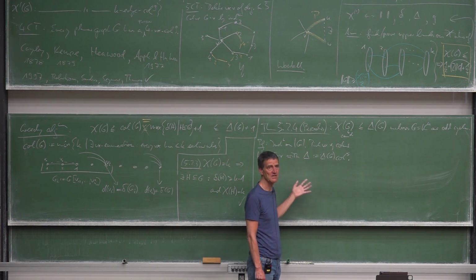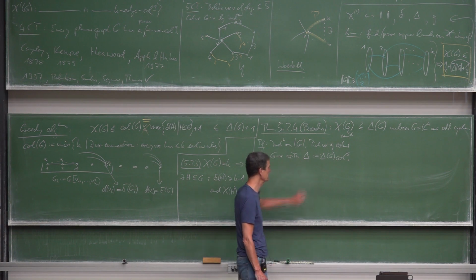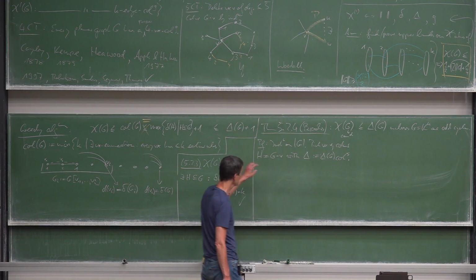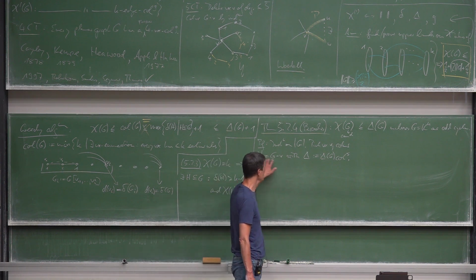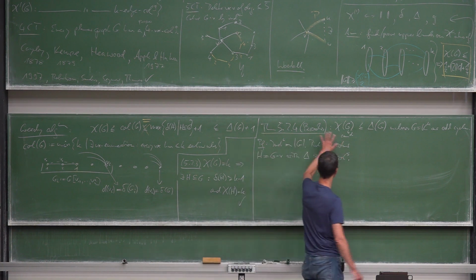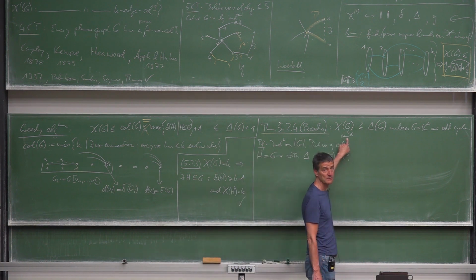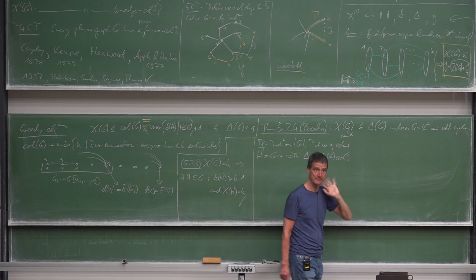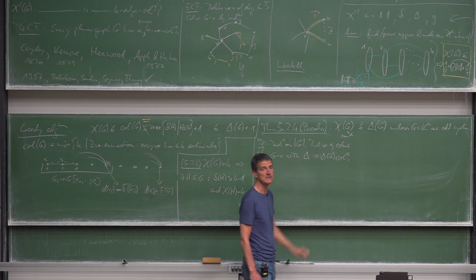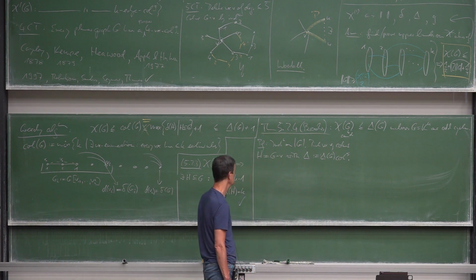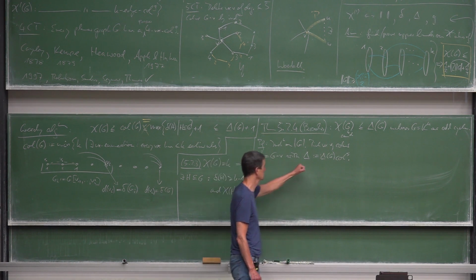So these components might have the same big delta as our G. So let's just stick with this delta. Notice that I'm not assuming now that H is connected. We're done with applying the induction hypothesis. So we applied this to the components of H, but all I'm using from now on is that H is colorable with delta colors.